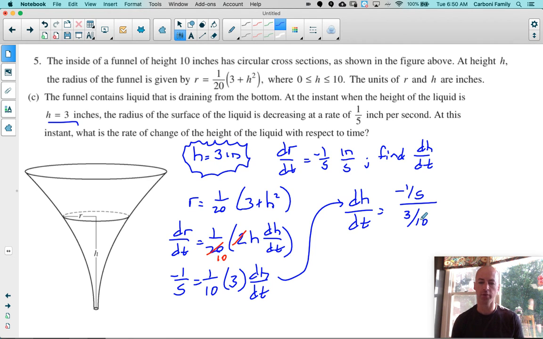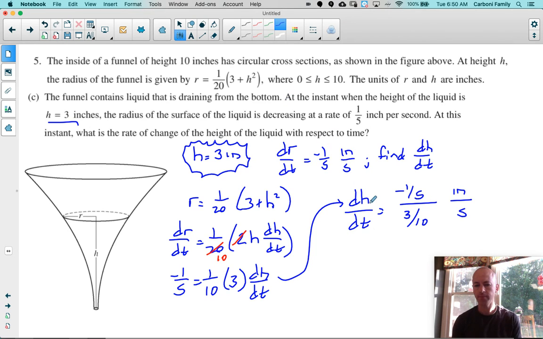Always, always, always include units. And to get units in a related rates problem, I just look at what I found. I found height over time, dH dt. Height would be measured in inches. And the time in this problem, I got to go back here, is seconds. So time is seconds. And so I would leave my answer like this. I would not simplify that. I would stop because that is an acceptable answer.